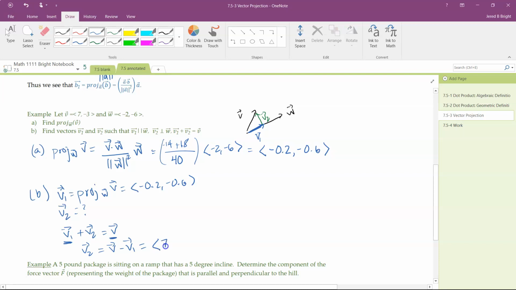So v was 7, minus 3, and then I want to subtract minus 0.2, minus 0.6, and if I do all that, I end up with, if you write it in fraction form, 36 fifths and negative 12 fifths. Okay, so I found my two vectors. So the big idea that we wanted to pull out here was that the projection vector is in the direction that is parallel to the vector you're projecting onto.